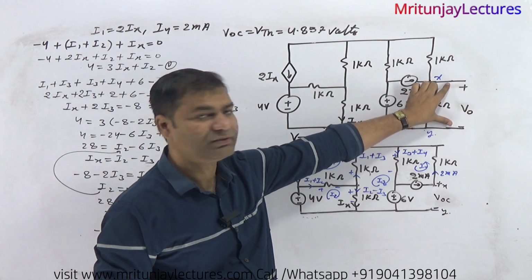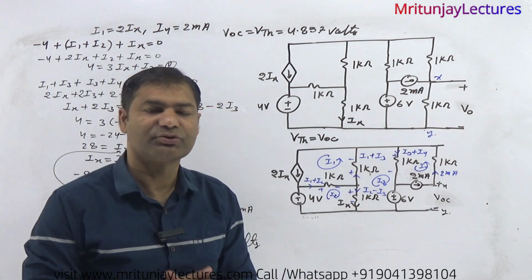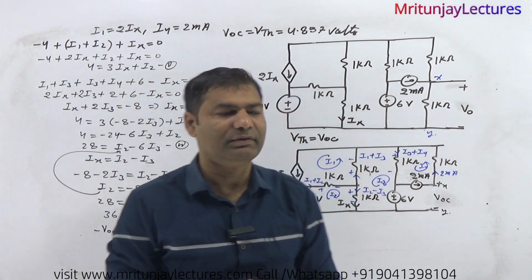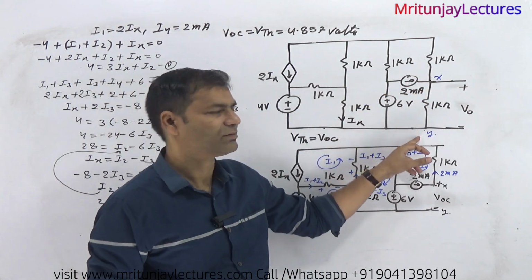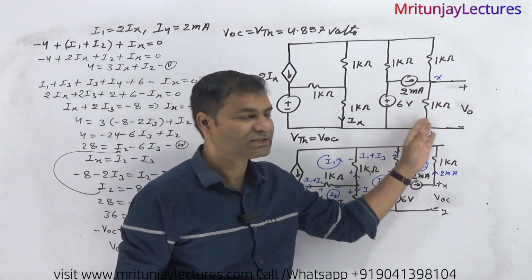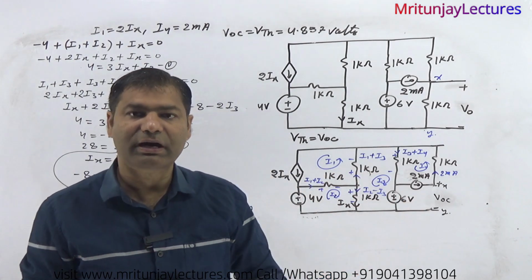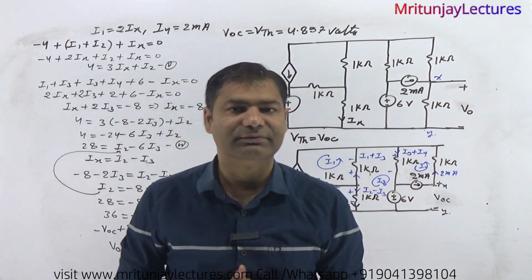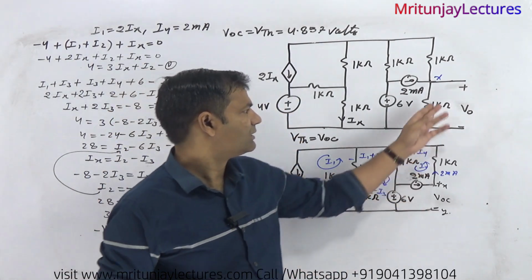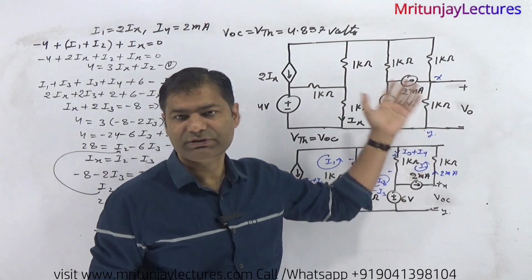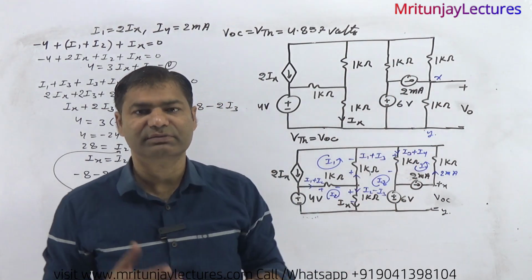Now our motto is to determine V0 with the help of Thevenin's theorem. So how can we determine it? First of all, we consider X and Y terminals, and this one will behave as a load resistance, so it is removed. After that we focus on the Thevenin equivalent corresponding to the XY terminal, meaning VTH and RTH.